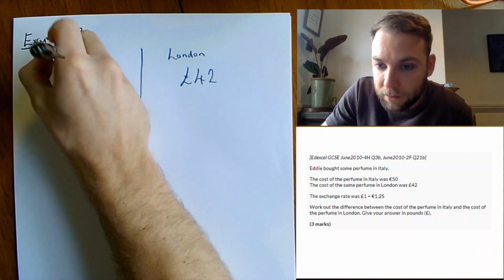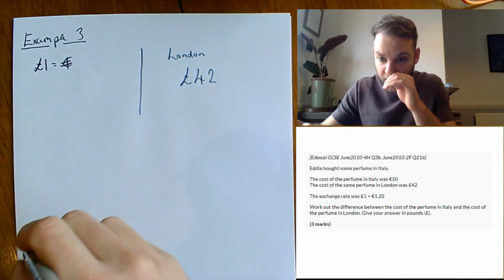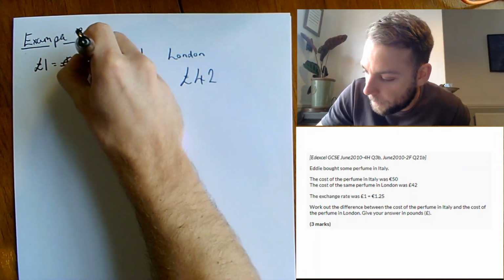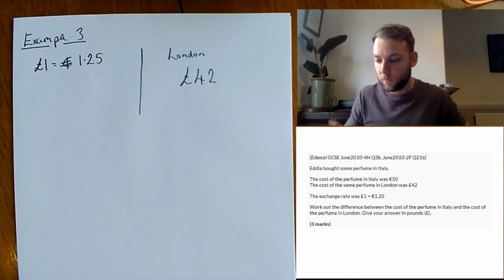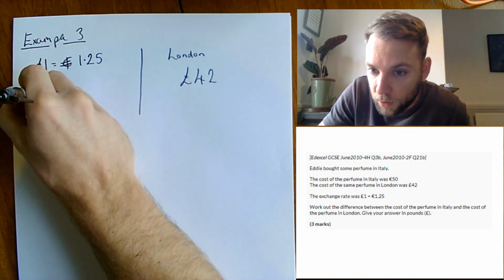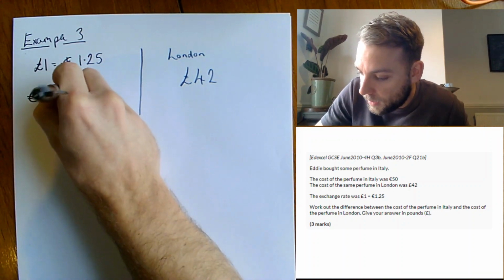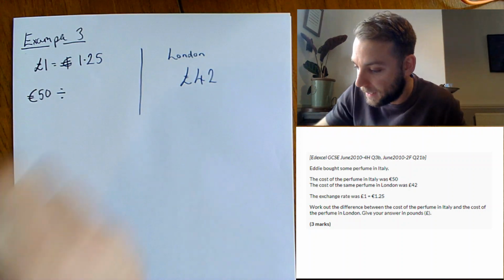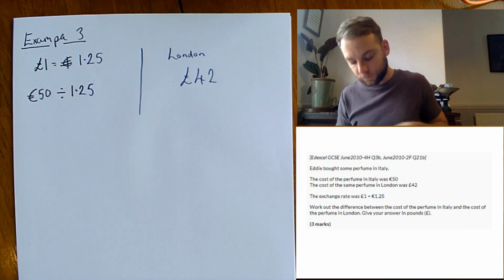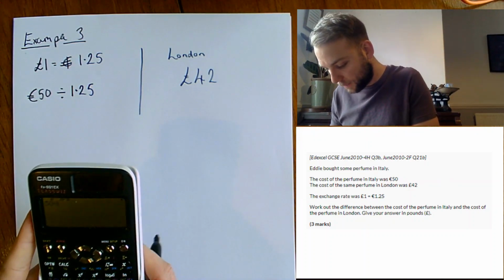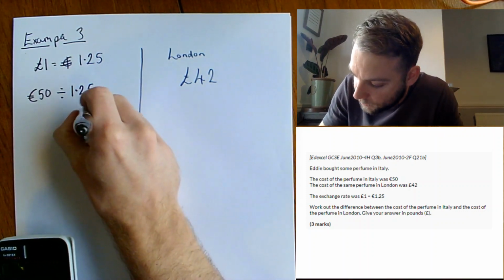So I know that £1 is equal to, I've drawn the euro wrong, drawn dollar, is equal to €1.25. Okay. And if I know that it's 50 euro, then I need to divide here by my exchange rate because I'm converting to pounds. So divide by 1.25. So 50 divided by 1.25, which in this case is equal to £40.